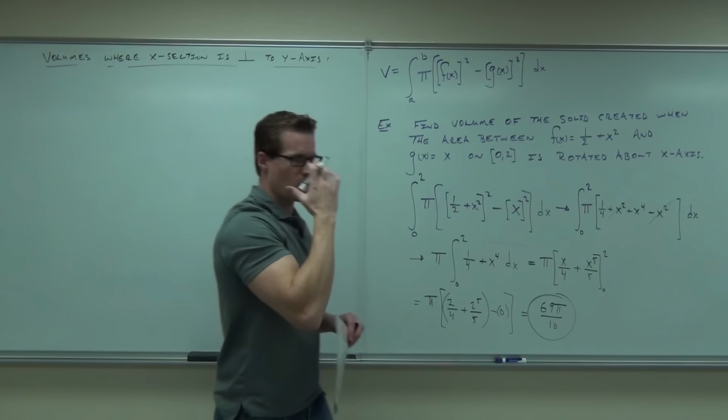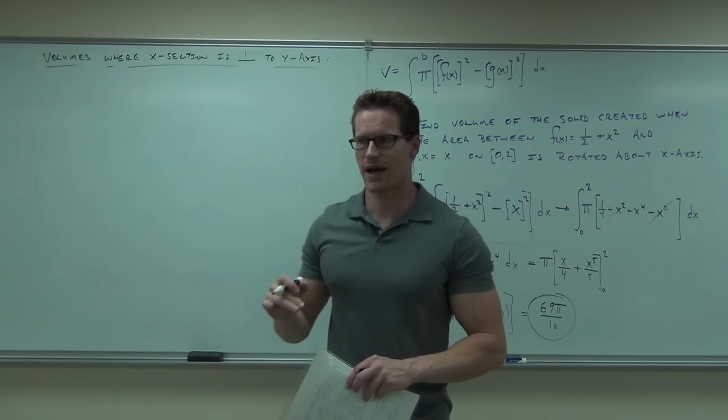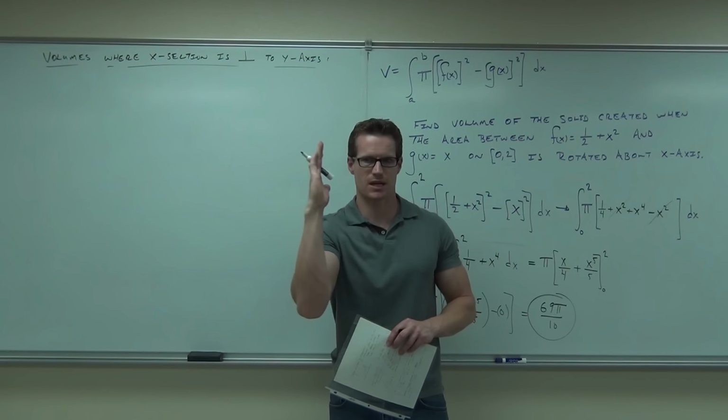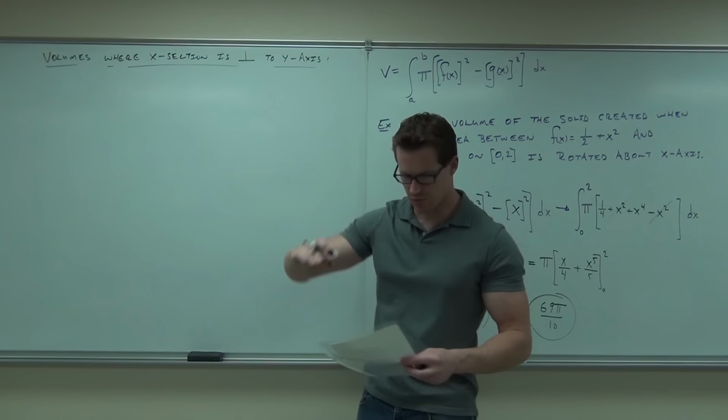So, volumes where the cross-section is perpendicular to the y-axis. Before, we had the cross-section perpendicular to the x-axis. That's why we were able to make all those little discs out of it. Here we go this way.